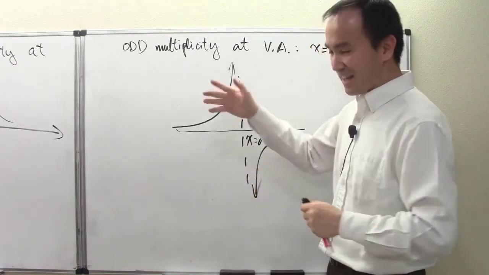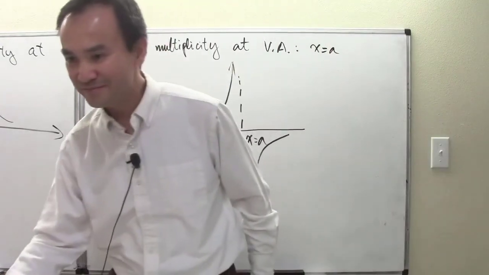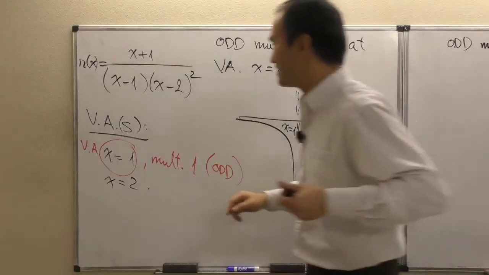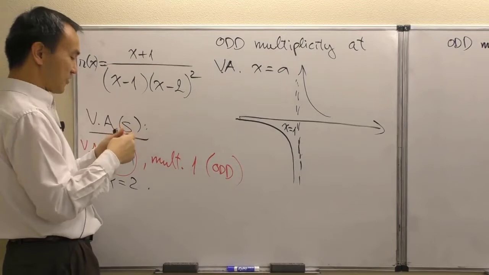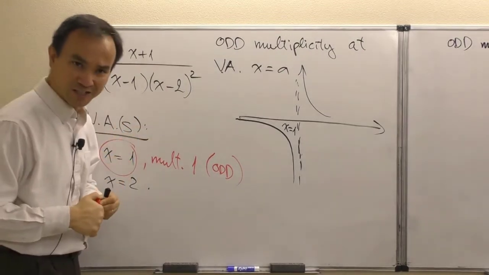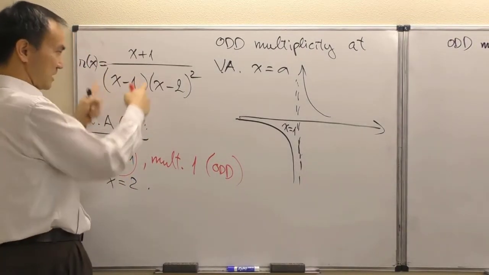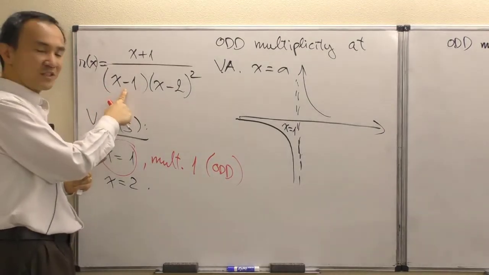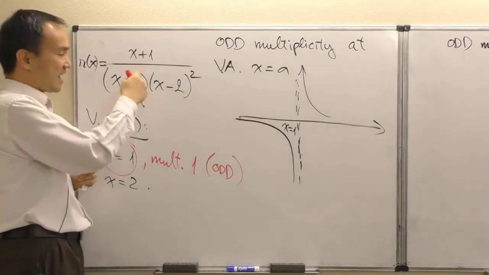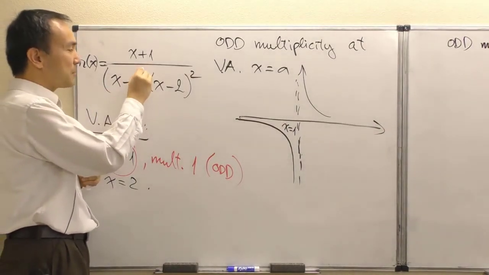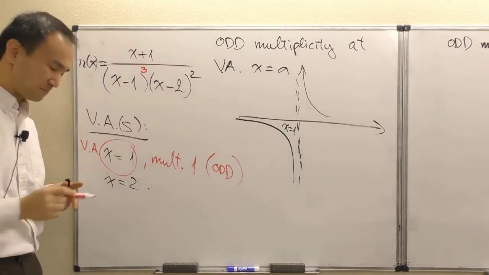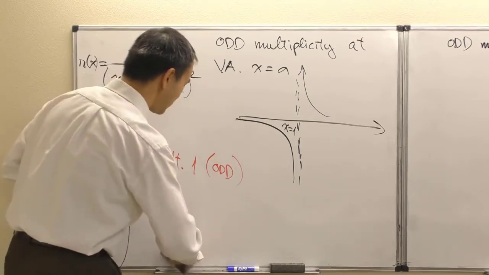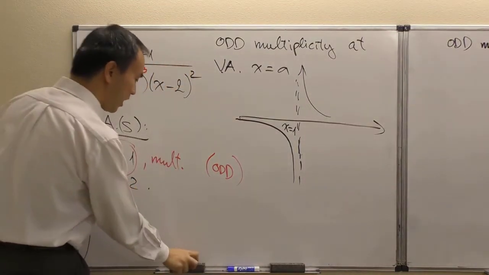So now, same function. I am going to change this same function just to reinforce your understanding. We are currently focusing on this VA here at multiplicity 1. Now I'm going to purposely change that to multiplicity 3 right here. But it's still odd. I purposely stay with the odd multiplicity right now.